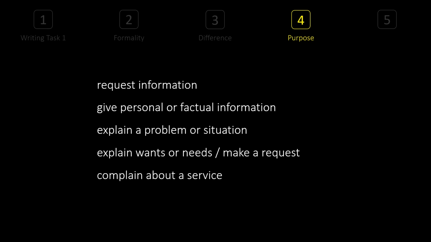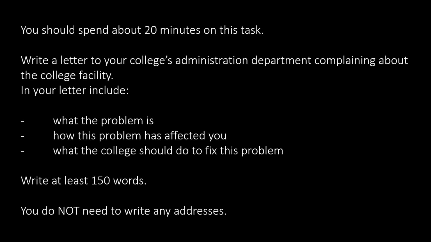Okay. Then we have complain about a service. Not the situation, but complain about a service itself. Write a letter to your college administration department complaining about the college facility. This is about complaining about a service. The facilities you're getting is a service, right? So you discuss what is happening and what are the troubles you're having. You have to use a complaining tone. I can't believe this is what we received. Whatever it is, right? So you say, I don't believe what we have here and all those things.